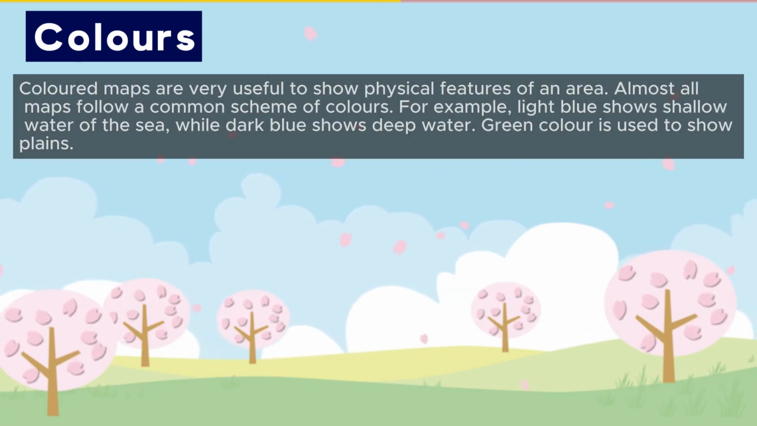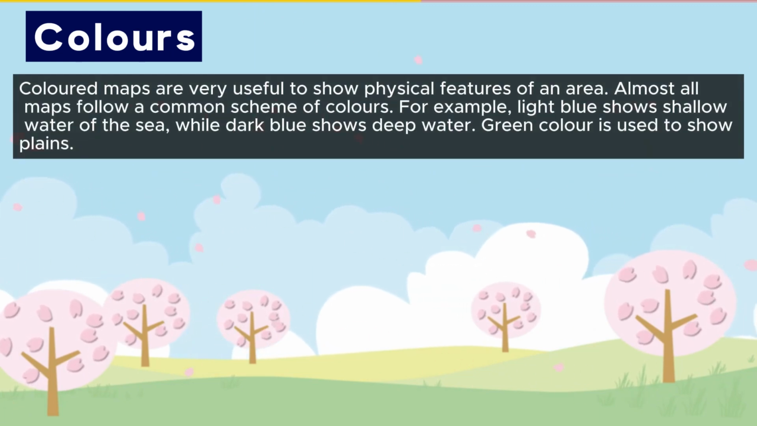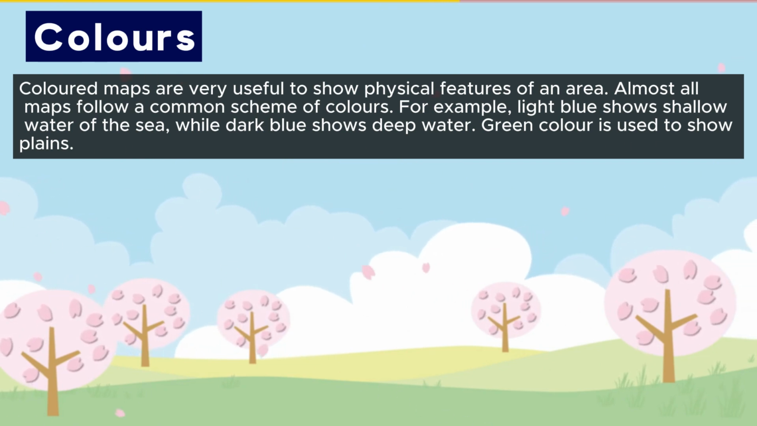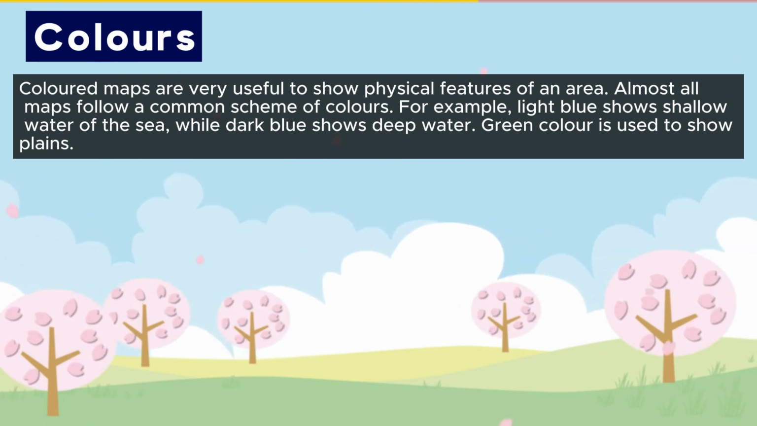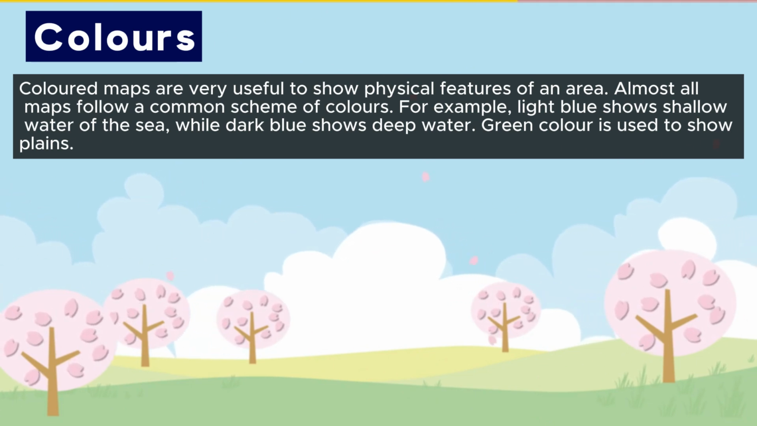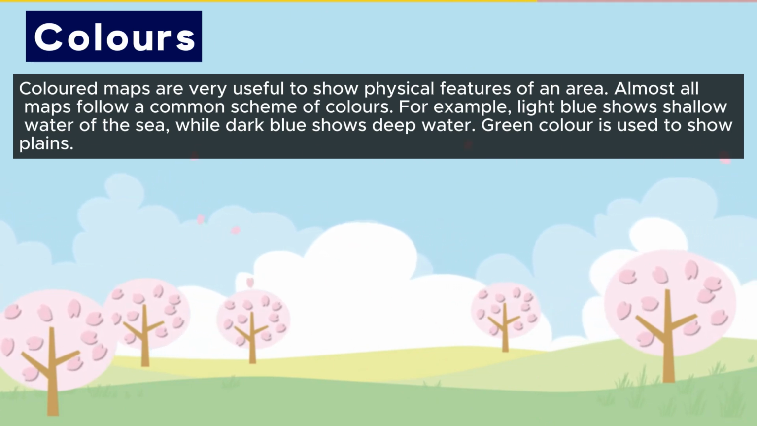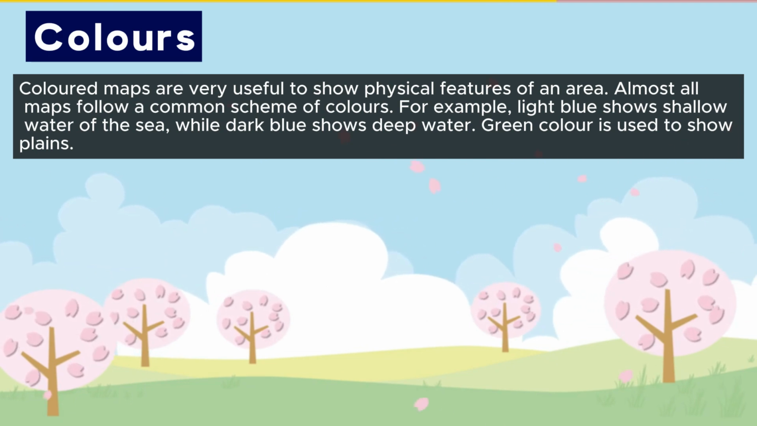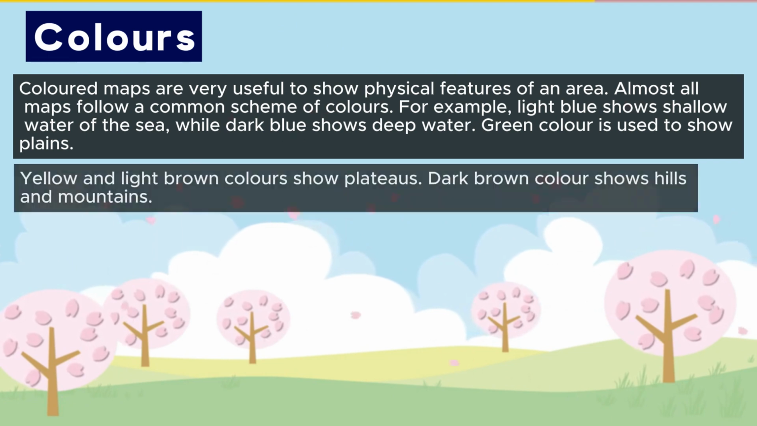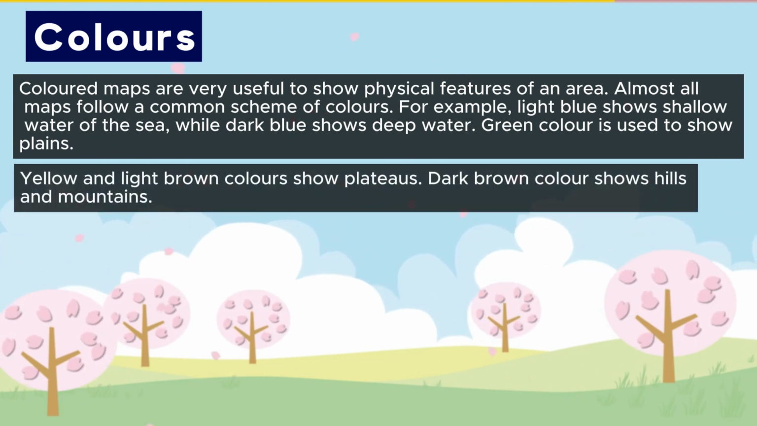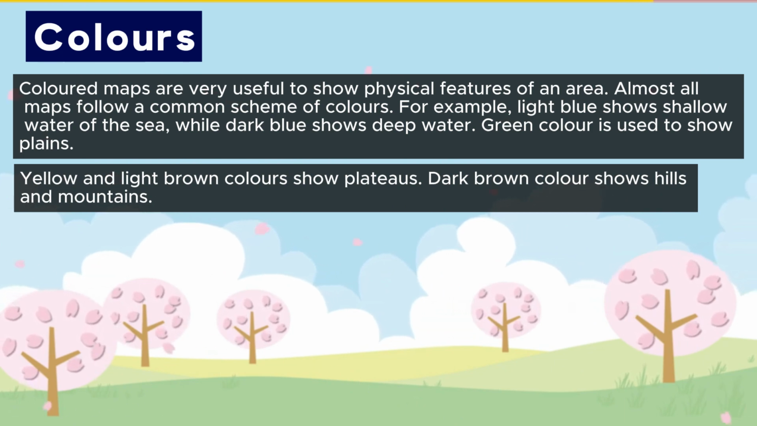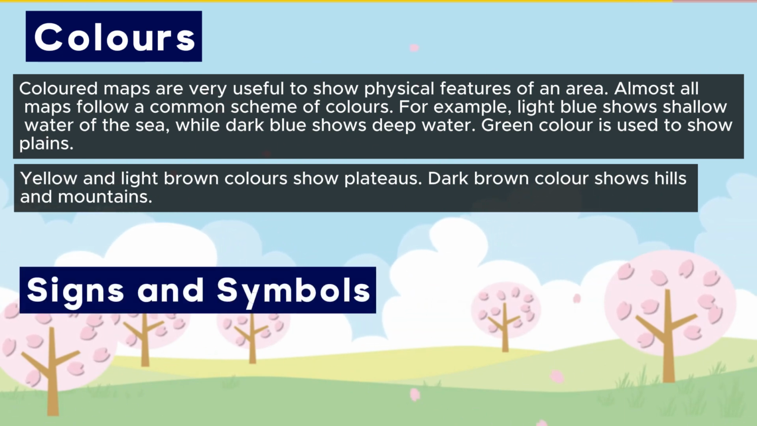Colors. Colored maps are very useful to show physical features of an area. Almost all maps follow a common scheme of colors. For example, light blue shows shallow water of the sea, while dark blue shows deep water. Green color is used to show plains. Yellow and light brown colors show plateaus. Dark brown color shows hills and mountains.